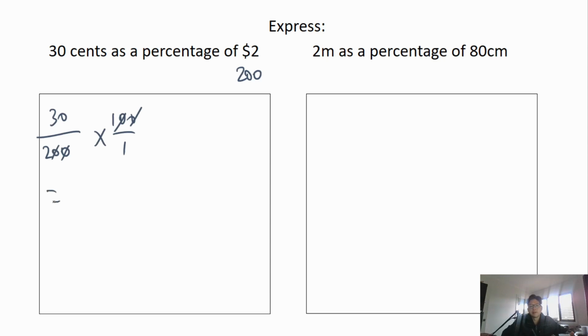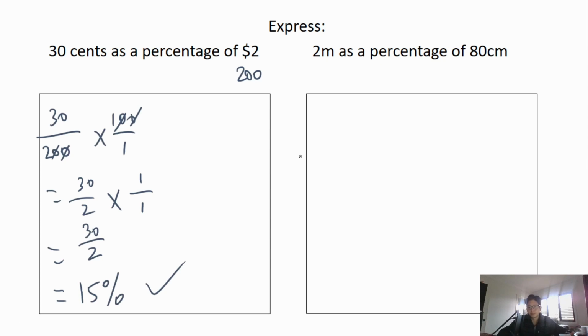So now we have 30 over 2 times 1 over 1. That gives us 30 over 2. And then 30 divided by 2 is 15. So the answer is 15%. Give yourself a tick if you got that one correct.